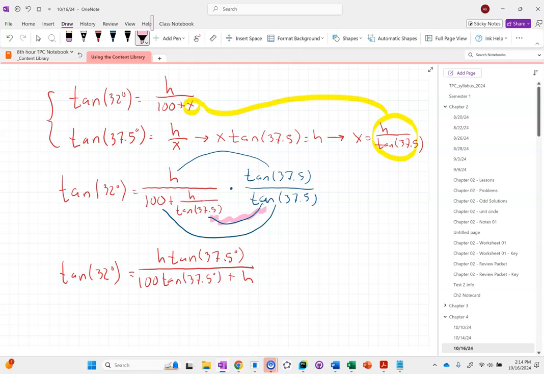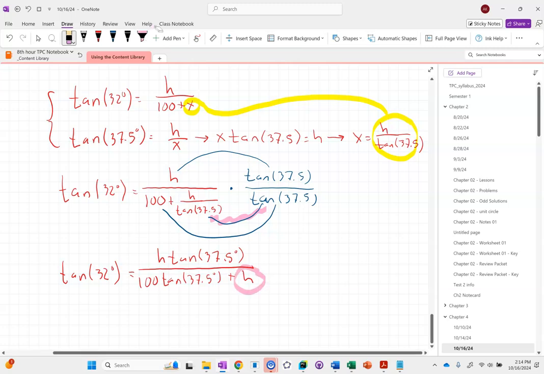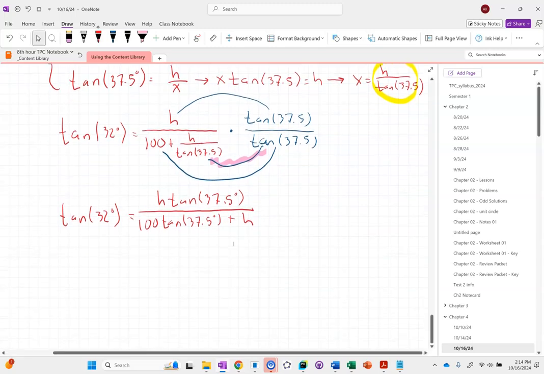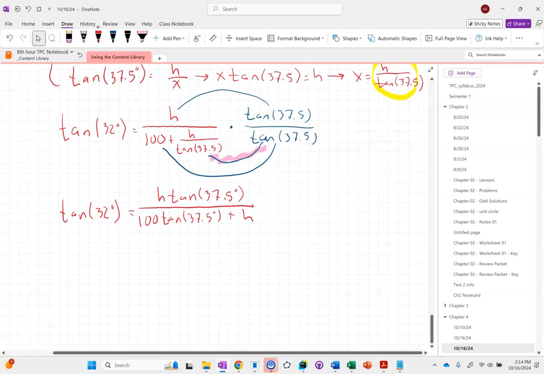I don't have that fraction inside of a fraction now, but I still have a fraction in general, right? And that fraction has a variable in the denominator. So my next order of business is to get no fractions in here at all. So I'm going to multiply both sides by that denominator, 100 times tan 37 plus h. I'll multiply that to both sides.